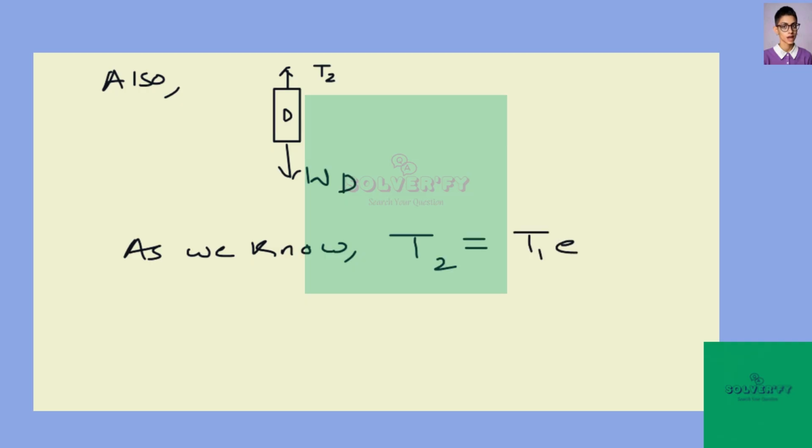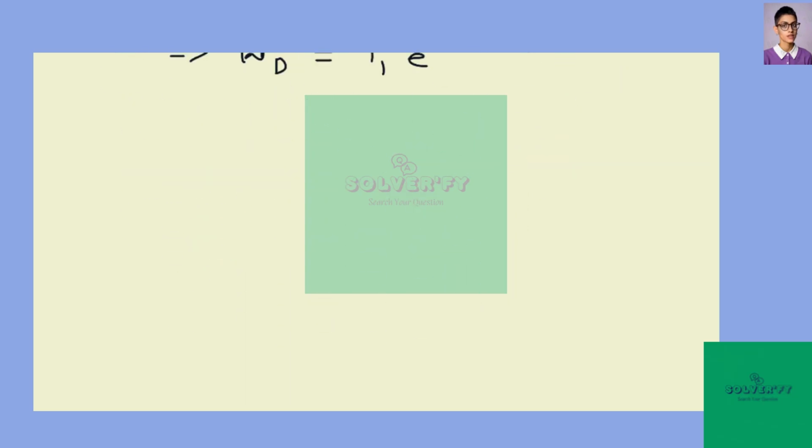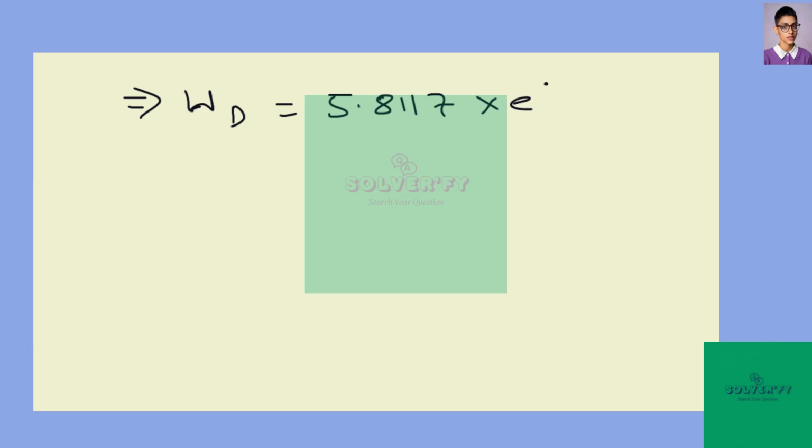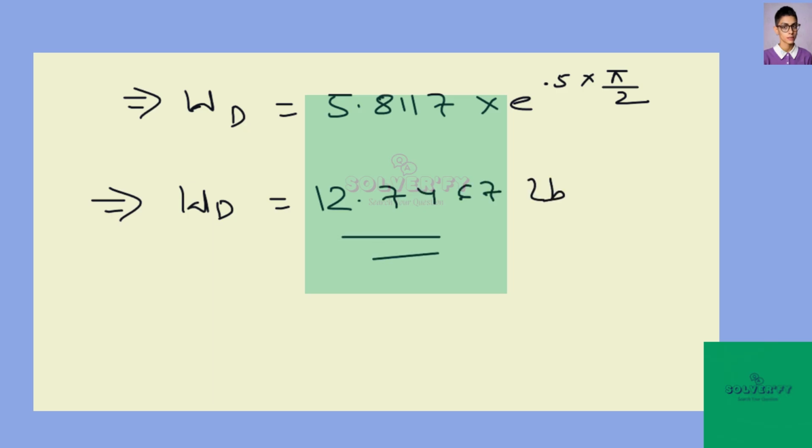As we know that T2 is equal to T1 e to the power mu B, or WD is equal to T1 e to the power mu B. So WD is equal to 5.8117 e to the power 0.5 into pi by 2. So WD is equal to 12.7467 lb. That is our answer.